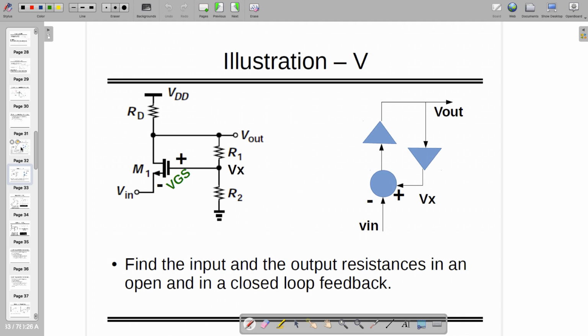Already, we know what the input and output resistances are in open loop. If you are interested in open loop, you can find this value. The output resistance is nothing but RD in shunt with RO1, right? If you are looking from the input side, it is nothing but 1 by GM1. That's Rin. Now let's look at what is happening in the feedback.